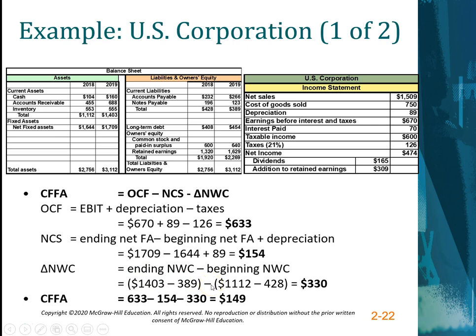We're going to subtract from that the net working capital at the beginning of the period, which is 1112 minus 428. Subtract those two, and it gives us a net working capital change of $330,000. I'm calling these thousands. I'm used to doing anything in thousands at least. Okay, so now to find the cash flow, we're looking at the OCF minus the NCS minus the change in the NWC. So we pick up the 633 minus the 154 minus the 330, and our cash flow is $149,000. I'm sorry, not 1,000.